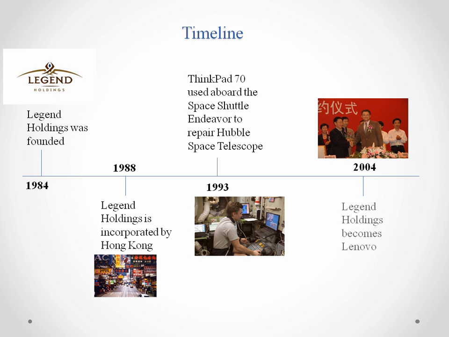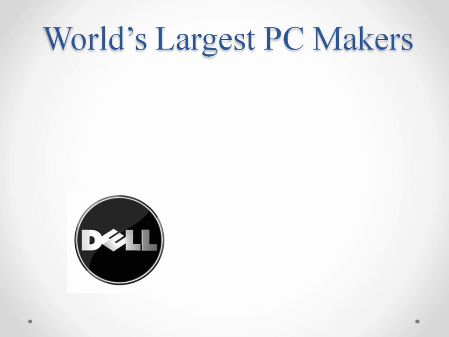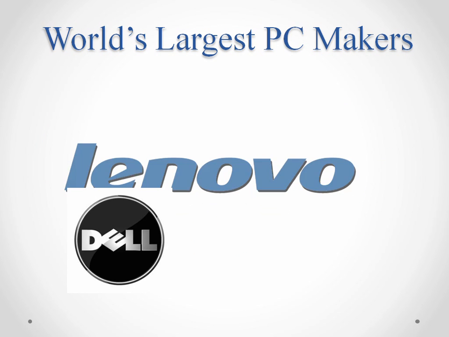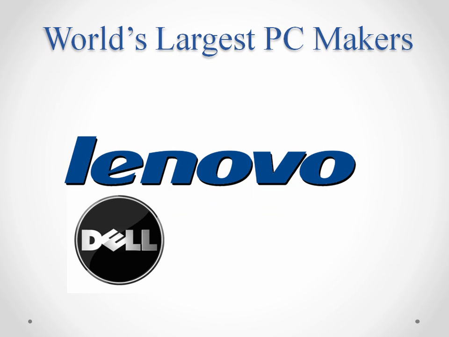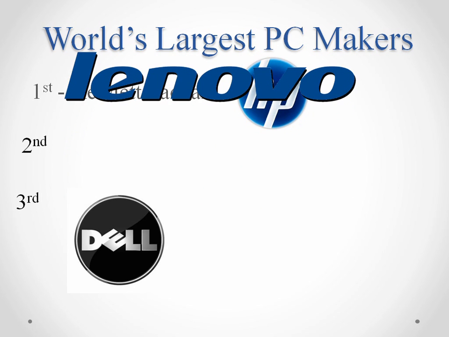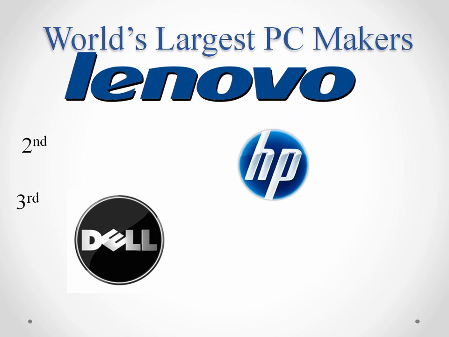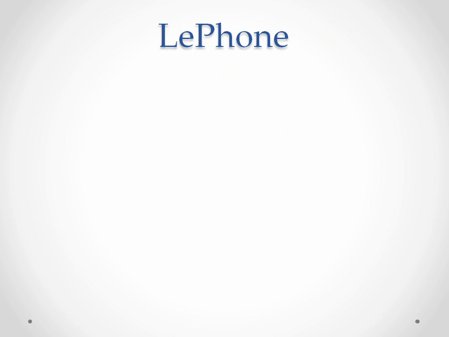And in 2004, it changed from Legend to Lenovo when it took over IBM's PC division. Among the world's largest PC makers, Dell is the third one, and then Lenovo overtook it. And it's trying to overtake HP. Very soon it will, because the profits from last year are better and increasing. So very soon, in 2 years' time, it'll be bigger than HP.